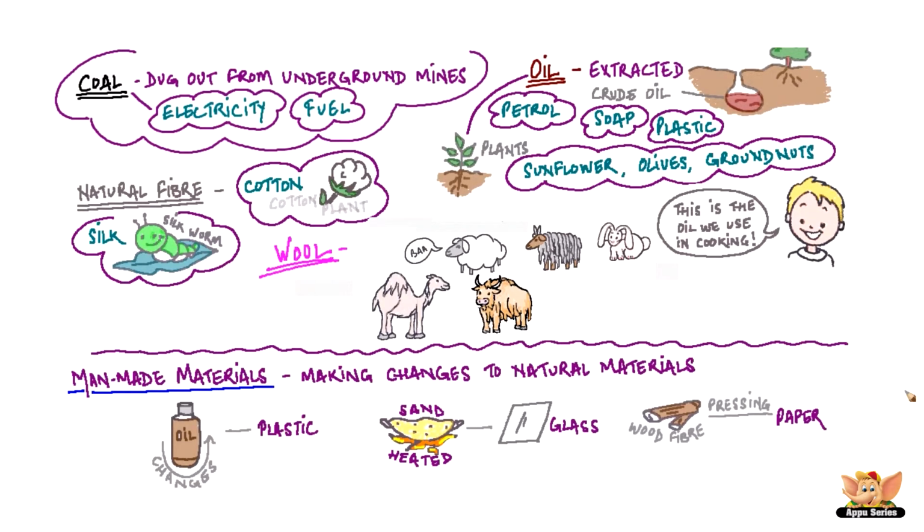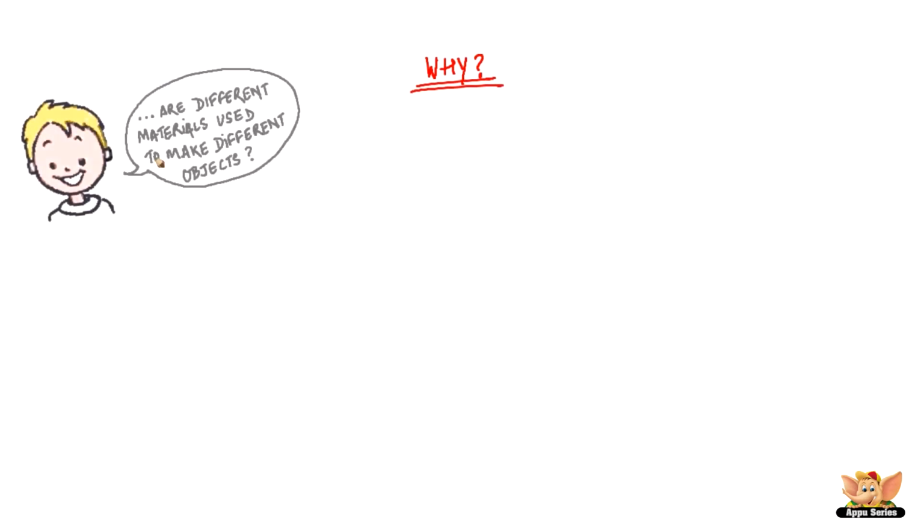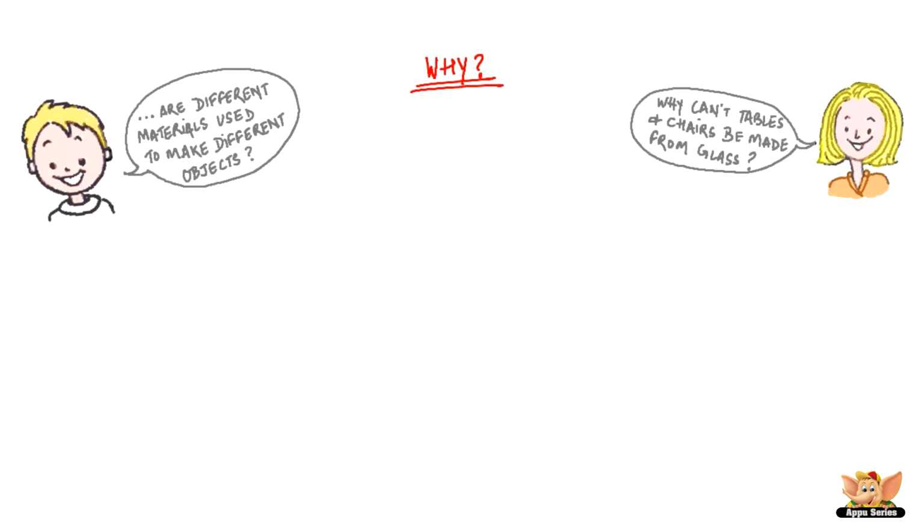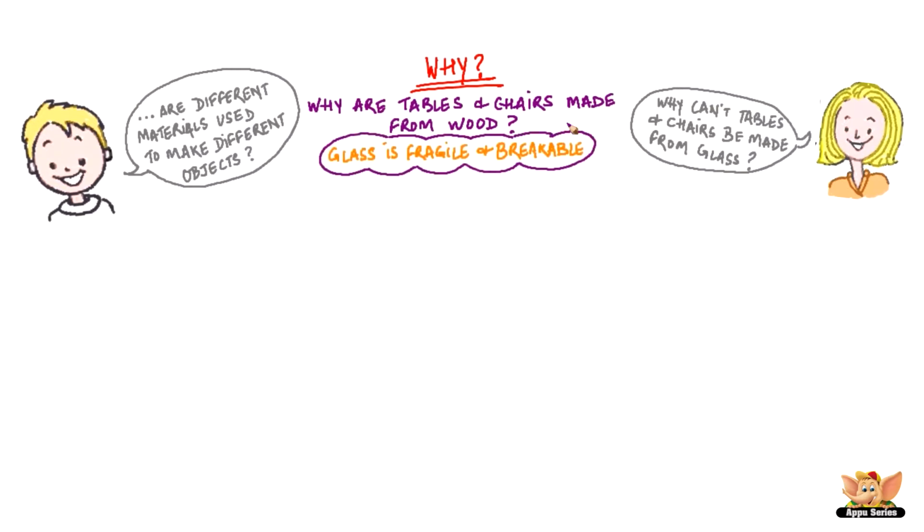So we have seen how objects can be grouped according to what they are made of. We've talked about objects made from natural materials and objects made from man-made materials. But why are different materials used to make different objects? Why can't tables and chairs be made from glass? Why are tables and chairs made from wood? That is because glass is fragile and breakable, and tables and chairs need to be strong and sturdy. So it only makes sense to use wood to make them and not glass.